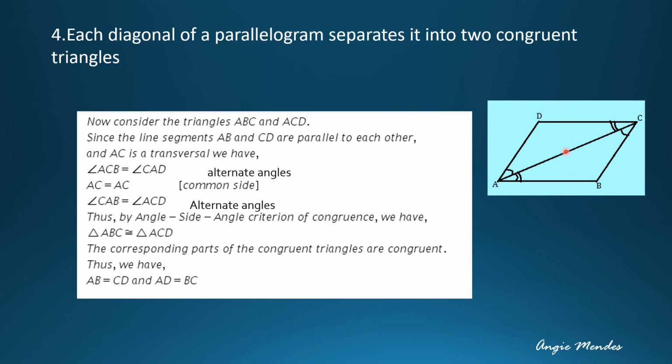And we have angle CAB, which is equal to the angle ACD. So we have the angle side angle theorem, or the criterion of congruence. So by this criterion, we can say that the triangle ABC is congruent to triangle ACD.